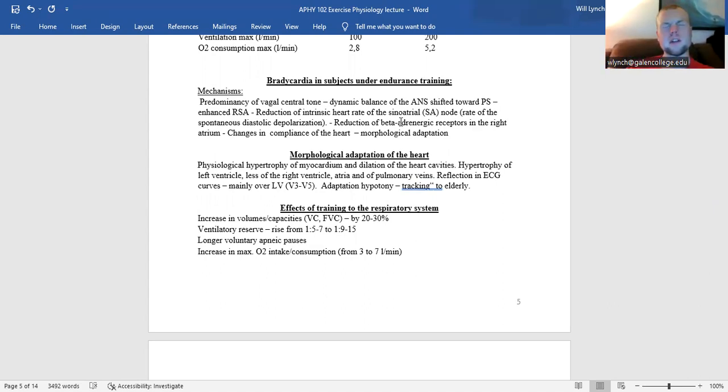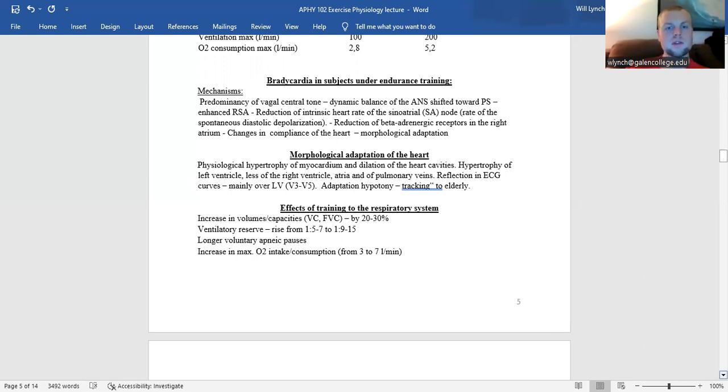So the actual hypertrophy of the myocardium, dilation of the heart cavities. We see hypertrophy in the walls of the heart, especially in the left ventricle because of systemic pumping of that blood. This is also reflected in an ECG where we see an increase in the curvature over the LV, or V3 to V5 leads. Effects of training on the respiratory system, increasing capacities.